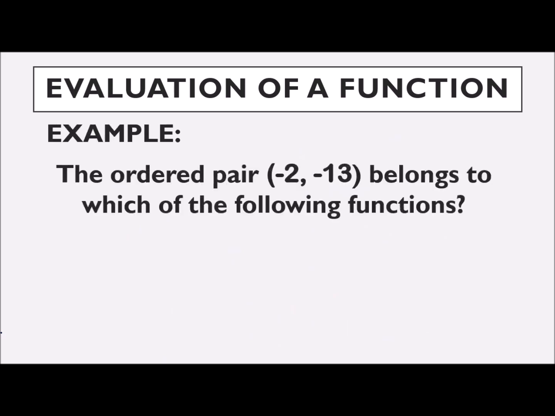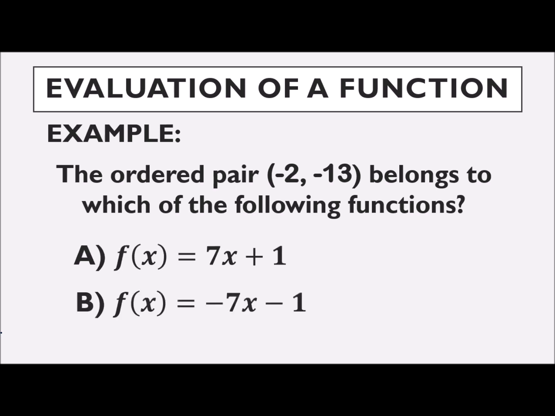Okay? So, next one. Let us have another example in evaluation of a function. The ordered pair -2, -13 belongs to which of the following functions? Letter A, f of x is equal to 7x plus 1. And letter B, f of x is equal to -7x minus 1. Let's get the key terms on the problem. Ordered pair. It gives us a hint that the first value here is x and the second value is y. And always remember that the value of x represents the input in a function and y is our output. What does it mean?